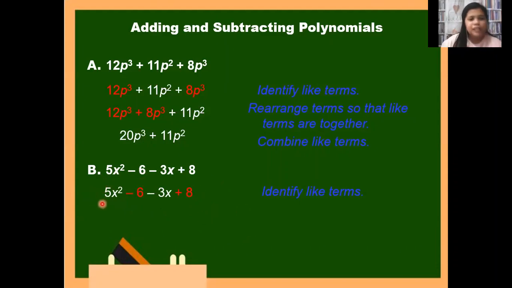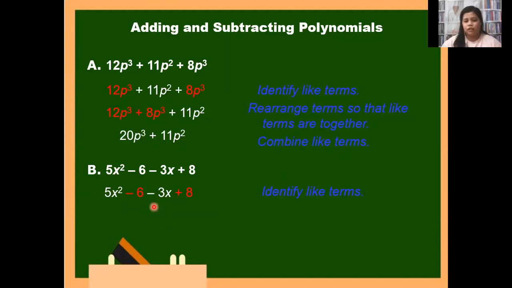So, si 5x squared ay wala siyang katulad. And si negative 6 is a constant number. At meron pa tayong isang constant number dito na positive 8. So, they are alike terms. And also, we have here a linear term which is negative 3x. As you can see, wala rin siyang kapareha. So, hindi natin siya pwedeng i-combine sa ibang term.